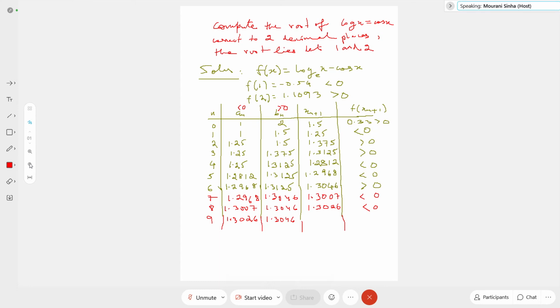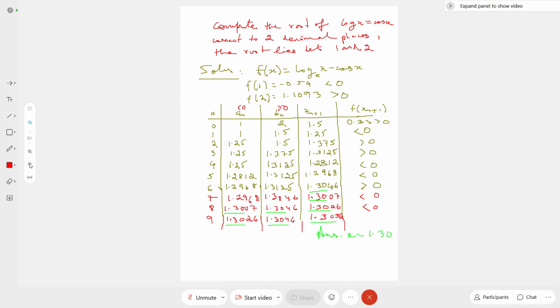1.3036. Okay, so that's the final answer then. Final answer is 1.30. We got 1.30 actually, but we were not getting it in these columns. Now we got it here also. See, 1.30 and 1.30. So this is done perfectly now. So my answer is x equals 1.30.